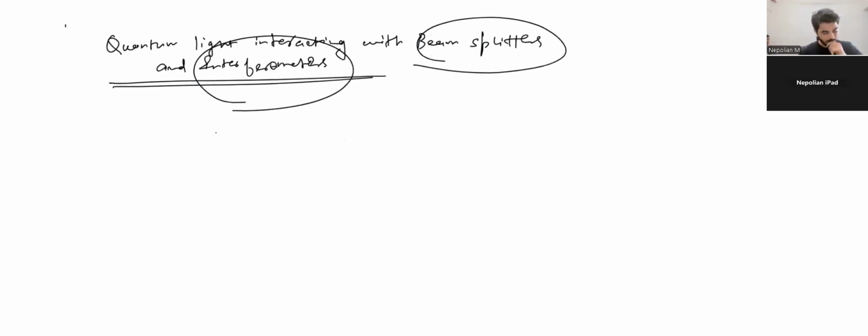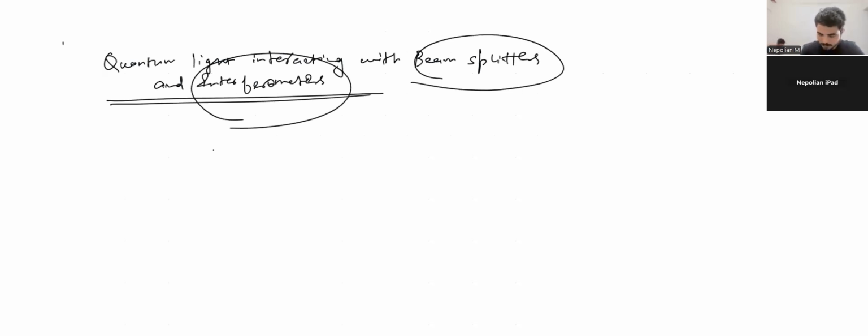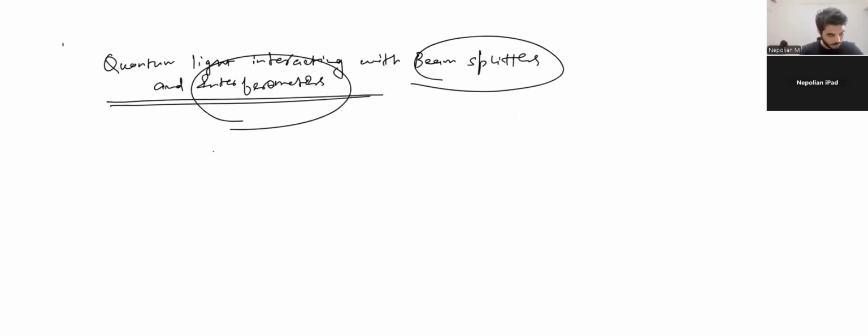Okay, so what is an interferometer? Interferometers also use beam splitters as their components, and an interferometer is basically an optical instrument that splits a beam of light into two or more paths, directs them along different paths, and then combines them and interferes them. And we see bright and dark fringes on the screen.